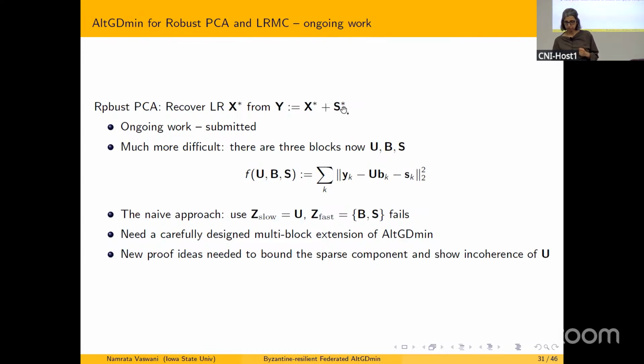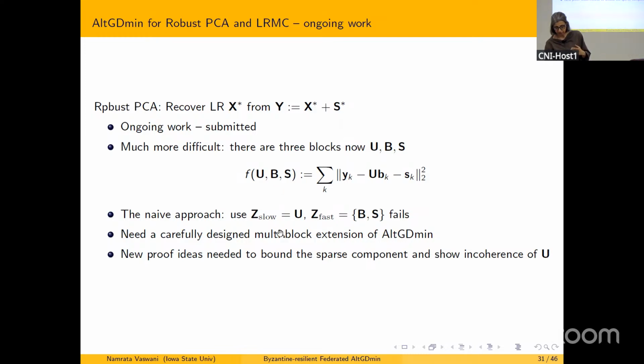Here's robust PCA. S star is a sparse unknown matrix. So you want to recover X star from the sum of X star plus S star, where S star is sparse. This is a harder problem than the well-studied problem so far because you have 3 blocks. You have U, B, and S.